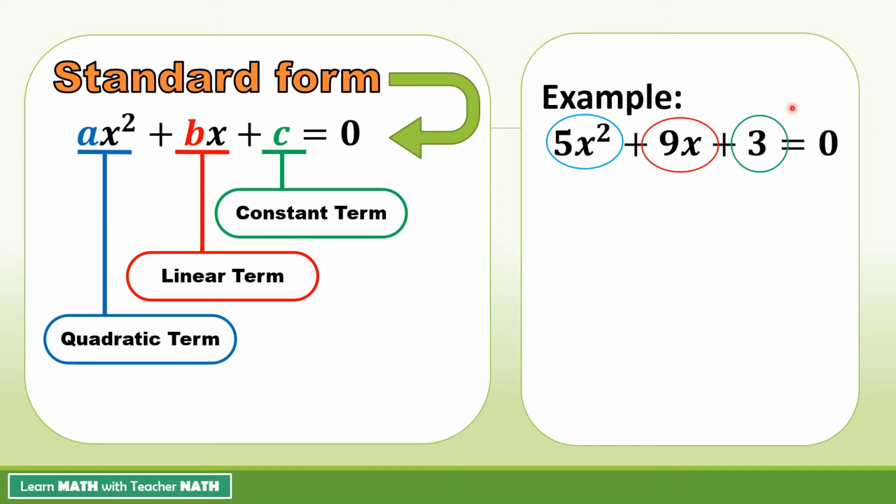Ngayon, malalaman natin ang value ng a, ng b, at ng c. So, ang a natin ay laging makikita sa quadratic term. Kung kaya't, ang value ng a natin sa example na ito ay 5. Sa linear term naman, o yung b, is 9. At ang letter c, kung makikita sa constant term, ay 3.